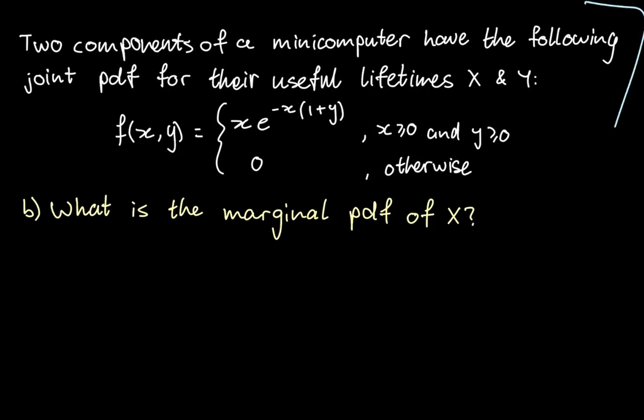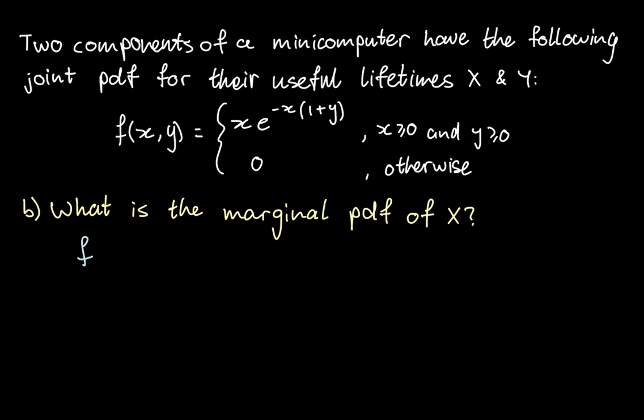So I've just kept the setup here the same, just so that we don't have to keep scrolling upwards. Now the question is, what is the marginal PDF of x? So this means I have the joint PDF and I just want the PDF of x. I don't want y to be involved here. So what do I do? I simply integrate out y. I integrate over all the range of y so that I can eliminate it from this expression.